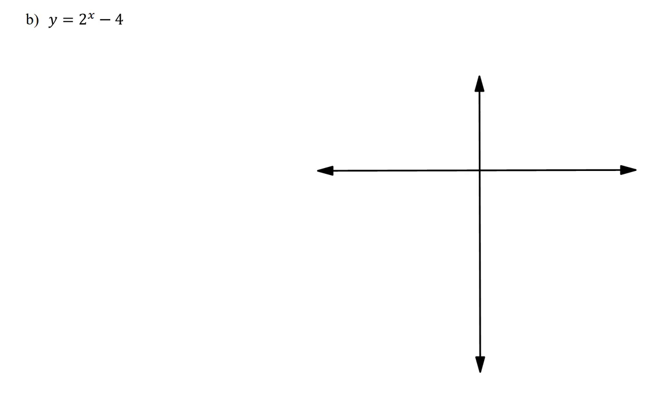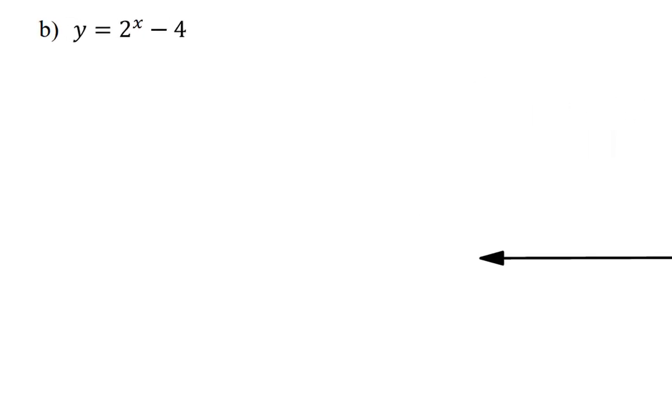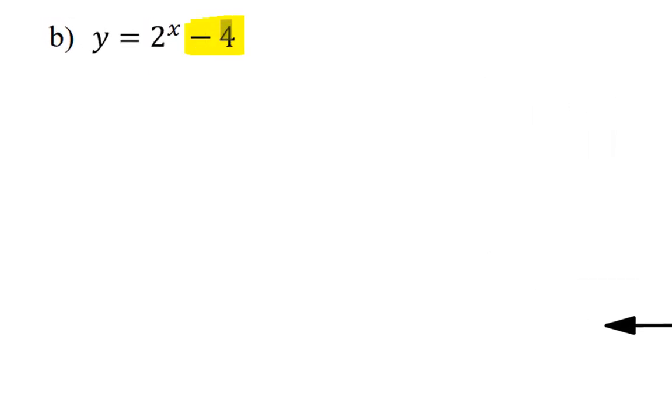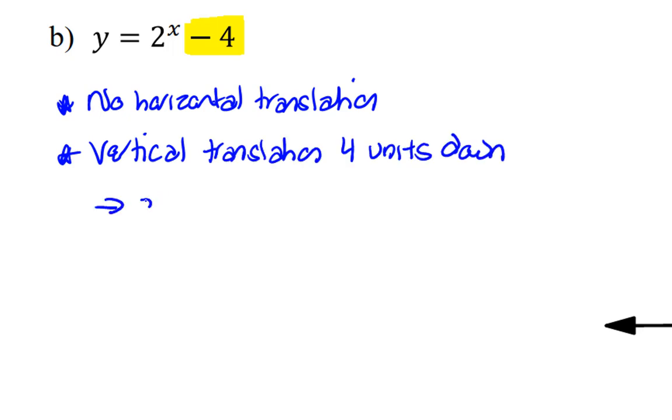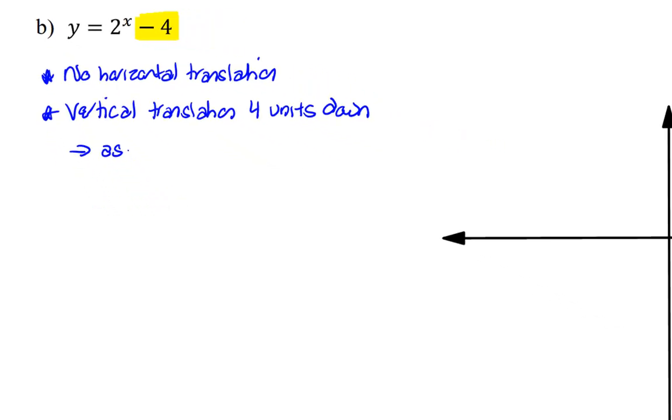Now let's look at a vertical translation graph. So y equals 2 to the x minus 4. This minus 4 impacts the vertical. There is nothing happening with the x, so there's no horizontal translation, and the vertical translation is 4 units down. That means our asymptote is at y equals -4.